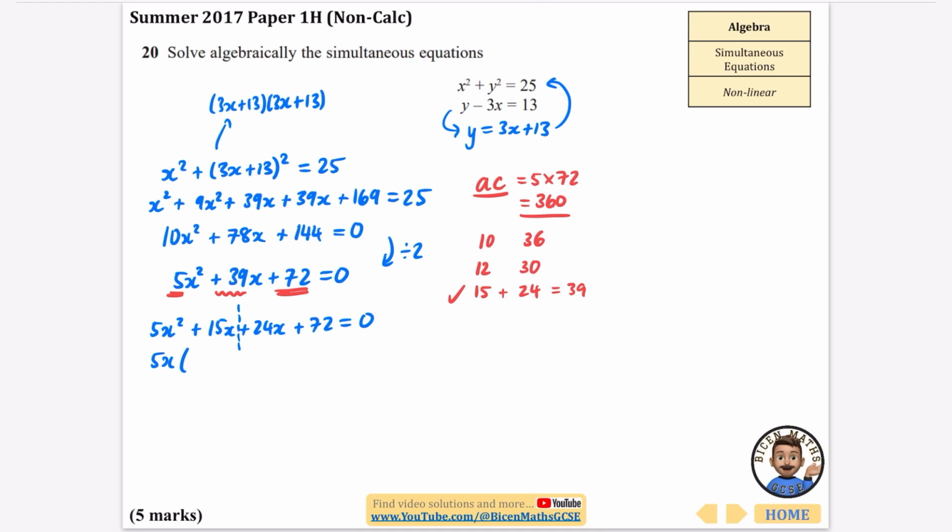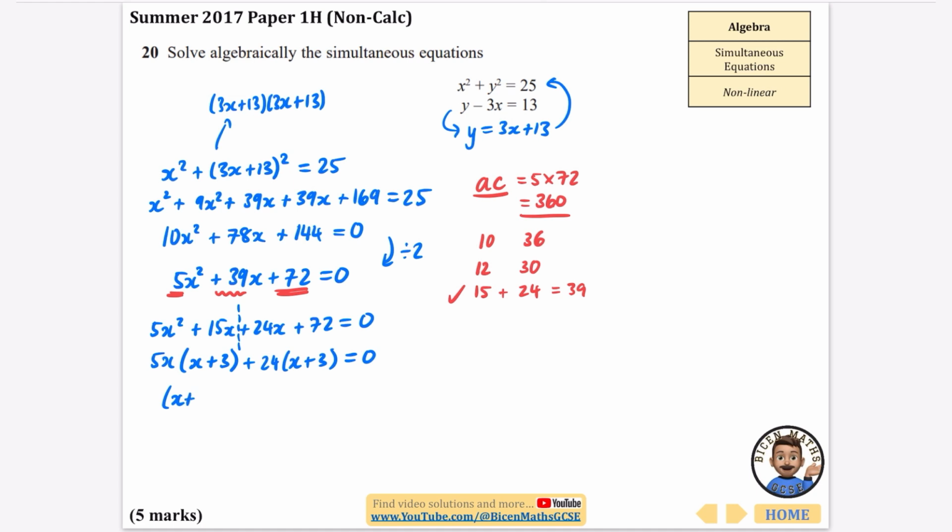So if I take a 5x out of this, I could take a 5x out of this and of this, I would get x plus 3. And if I take the highest common factor of this part, well, there has to be an x plus 3 in the brackets of the next part, and that means that it's going to be a 24 here, and 24 times 3 is indeed 72. If you're not sure about this factorizing technique, go on my page and go to factorizing quadratics, you'll see it there.